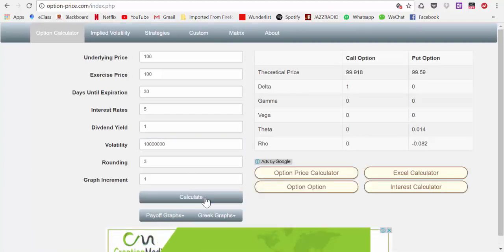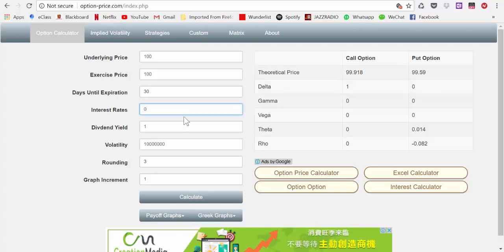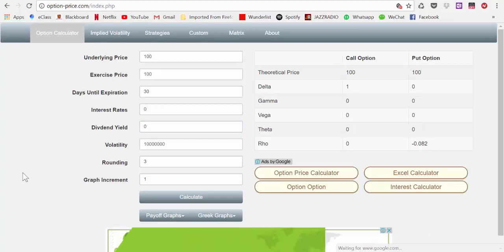Is it going to blow up? Yeah. It's close to 100 for the call, and it's the discounted value of 100 for the put. If you put interest rate at zero, it's a bit of a distraction, these interest rates and dividends, I think you'll get 100, right?